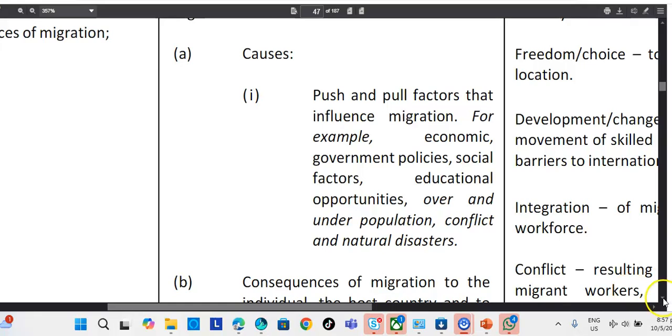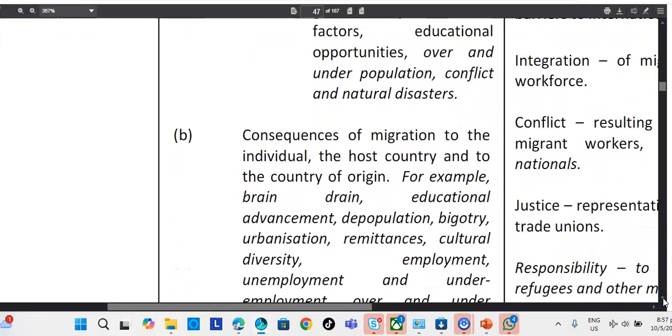What are the consequences of migration to the individual? So, as an individual, how does migration affect you? Look at the consequences. We can look at brain drain. So we have skilled persons migrating. If we have teachers migrating from Jamaica to another country, to the US or to Canada, brain drain will definitely affect the country the migrants are coming from.